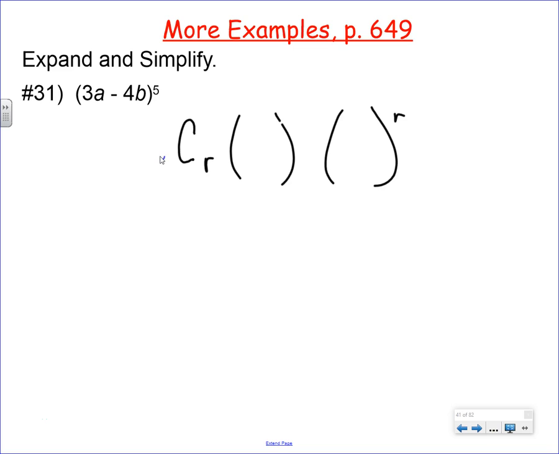Good. Because I'm raising to the 5th power, so I can make my n's 5. My r's, remember, they change. If they start at 1, then they go to 2. Oh, nope, they start at 0. Go to 1, then 2, then 3, then 4, then 5. So forget the r's.